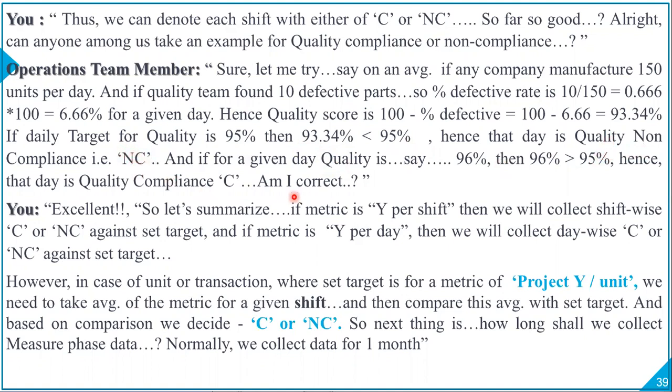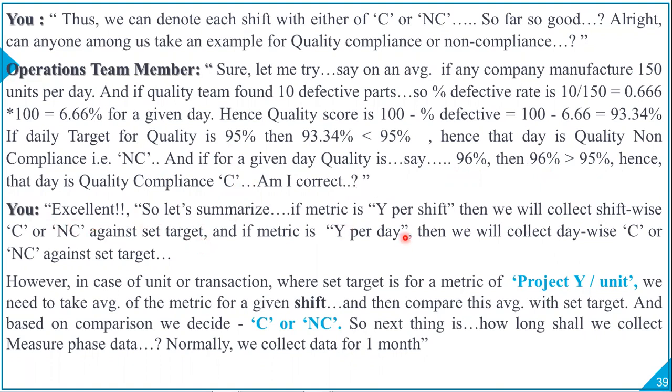And if for the next day quality is, say, 96%, then 96% is greater than 95%, which is the ideal situation, which you will definitely ask for, right? Hence, that day is quality compliance, C. And likewise, you can continue checking quality non-compliance and quality compliance for each and every day. Am I correct? You replied, excellent. So let's summarize.